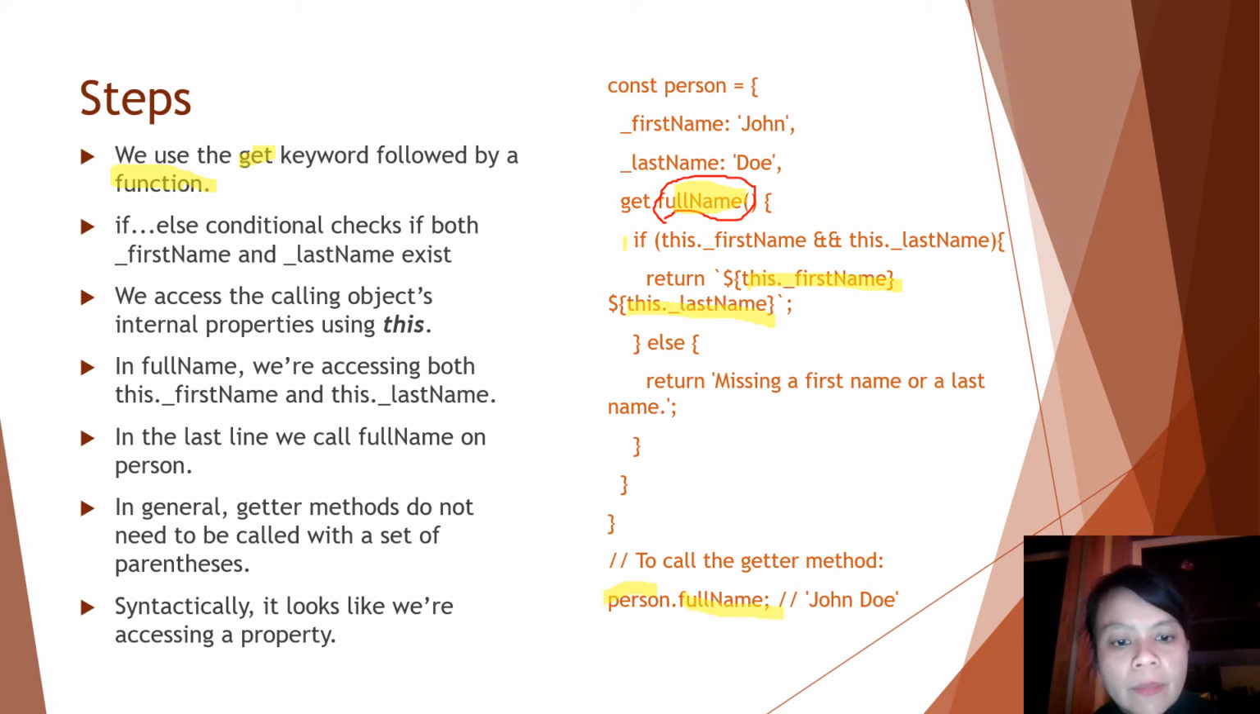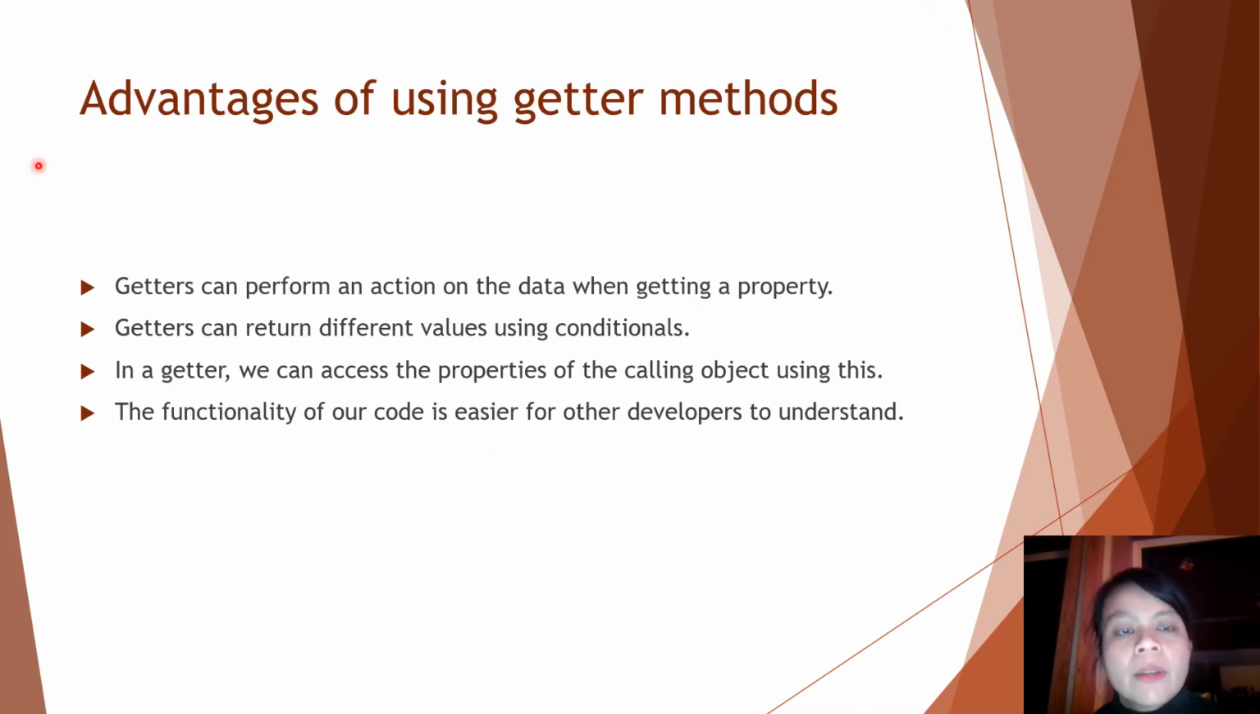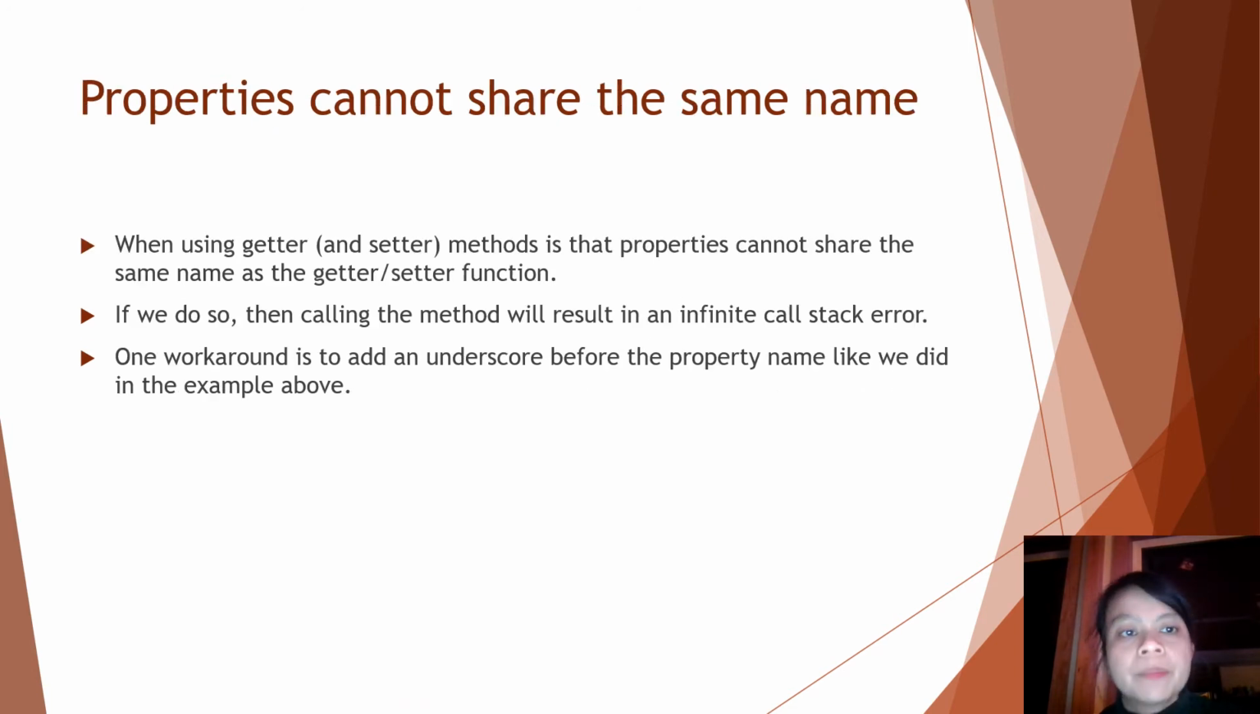So in general, getter methods don't need to be called with a set of parentheses. Syntactically, it looks like we're just accessing a property. The advantages of using getter methods is that getters can perform an action on the data when getting a property. Getters can return different properties using conditionals. And in a getter, we can access the properties of the calling object using this. The functionality of our code is easier for other developers to understand as well.